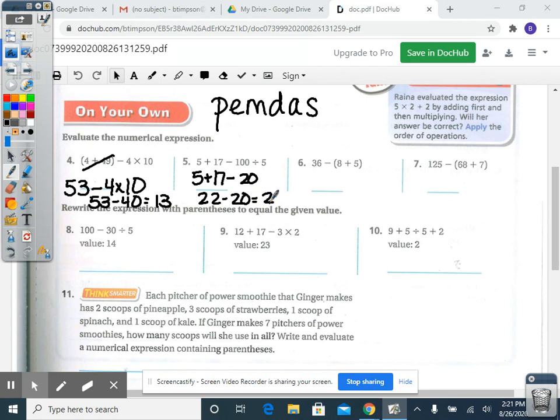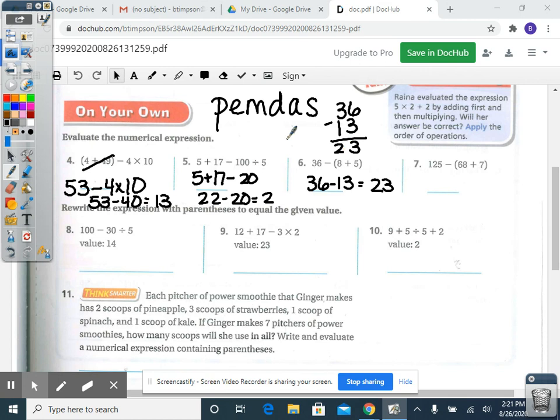Our next problem has parentheses. We'll do that first. 8 plus 5, that is 13. Okay, 36 minus 13. Think of that like 36 minus 10 is 26. Minus 3 more, that is 23. A little bit of mental math strategy. Or you could have solved out this and done 6 minus 3 is 3. And 3 minus 2, or 3 minus 1 is 2.